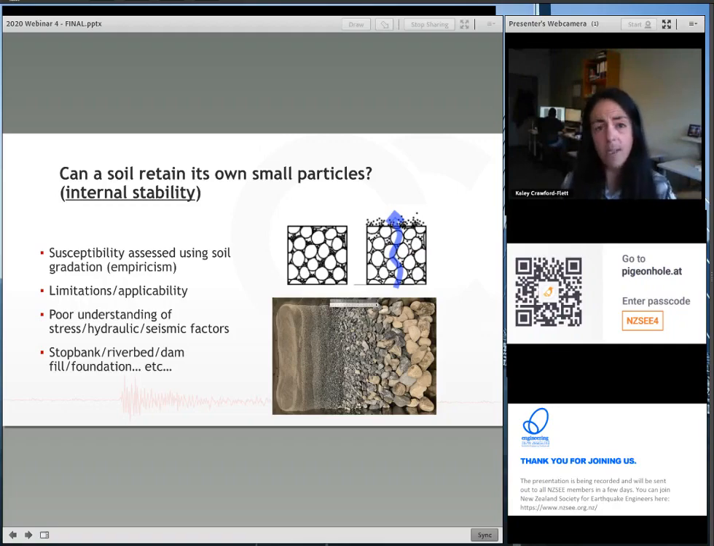It's not just dam fill, it's foundations, it's the riverbeds, it's stopbanks at the top. It's your dam fill, it's your foundation. It's a lot of different materials, both fill or engineered and natural.